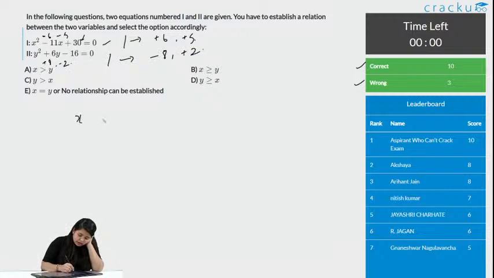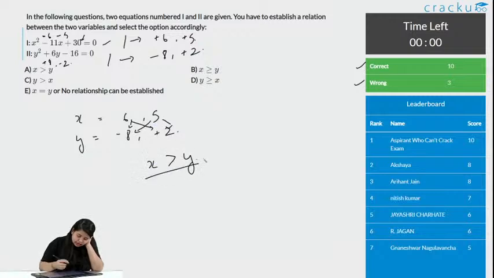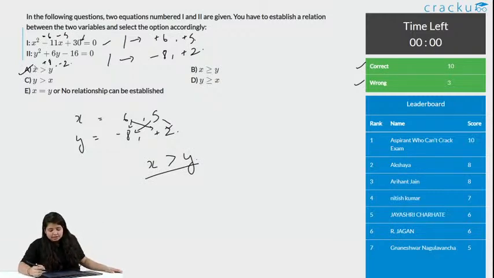Now on comparing the values, for x the values are 6 and 5, and for y it is minus 8 and plus 2. So x is greater than y: 6 is greater than minus 8 and 6 is greater than plus 2, 5 is greater than minus 8 and 5 is greater than plus 2. So the answer is x is greater than y. That is option A is the correct answer, and 10 people got this answer correct. So this was the last question. Hope you all liked this.